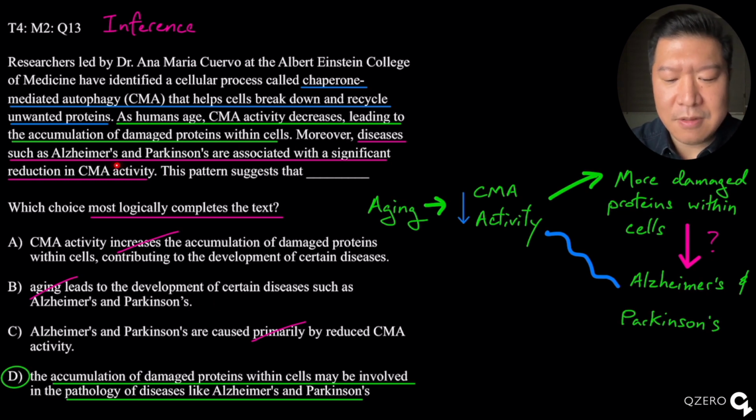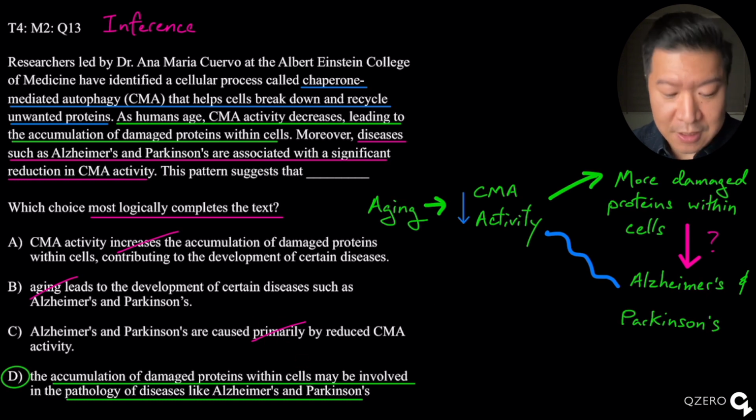We only know, according to this passage, that these diseases are associated with a significant reduction in this activity, which could happen with aging, but this sounds very absolute, that aging leads to this development. And because it is pretty absolute in the way it's stated, we can eliminate Bravo. Charlie says Alzheimer's and Parkinson's are caused primarily by reduced CMA activity. Now, this passage doesn't really tell us what other factors are involved in the pathology of these diseases, so we don't know if it's the primary cause.